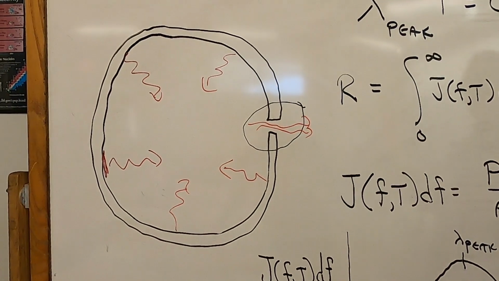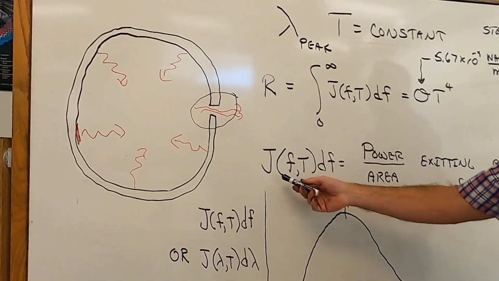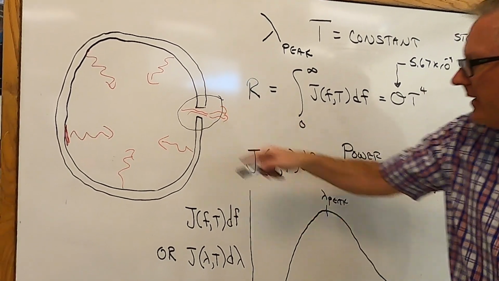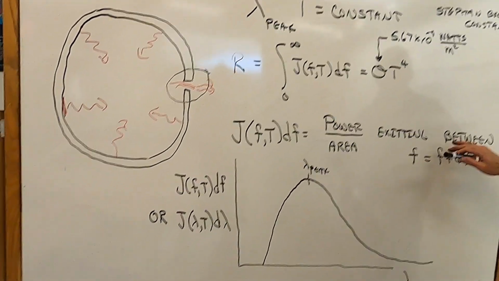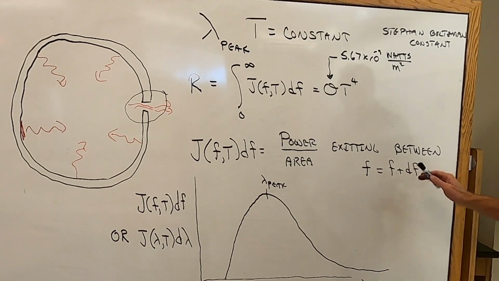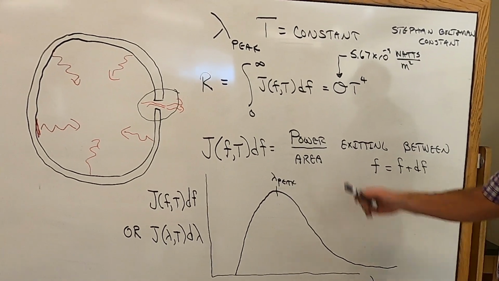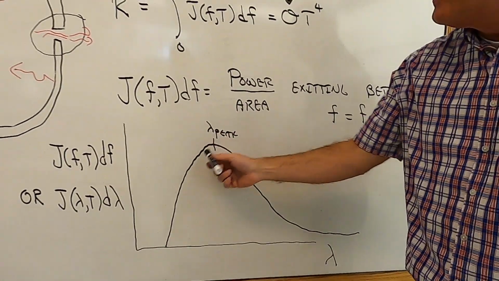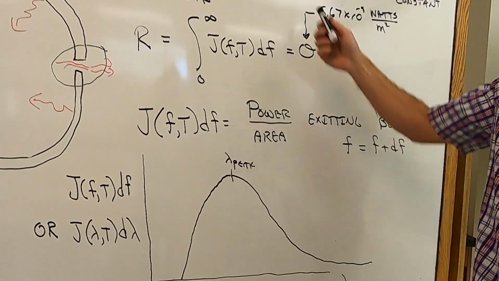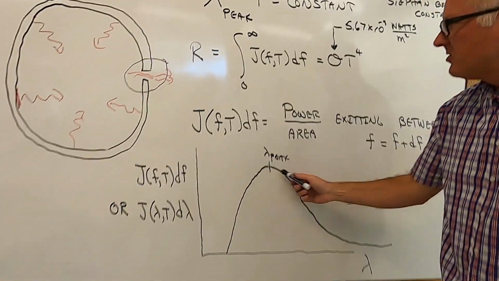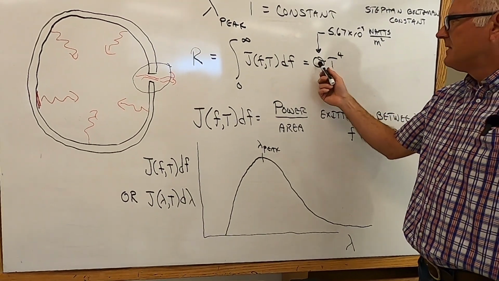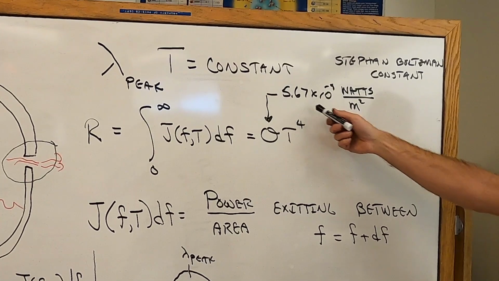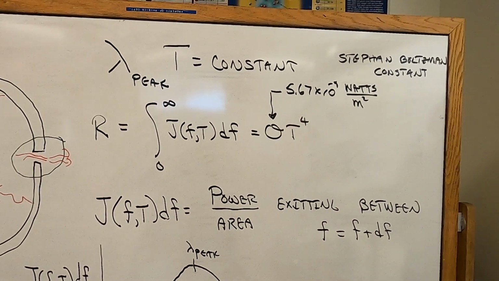Right here. And again, we're defining J, this radiation that gets out, as the power coming out divided by that little area right there, exiting between f and f plus df, a little frequency range. And it had to fit certain criteria. If you plot it versus wavelength, the peak wavelength times the temperature should be a constant. And the area under this curve should follow sigma T to the fourth, where sigma is a constant called the Stefan-Boltzmann constant, 5.67 times 10 to the minus 8.